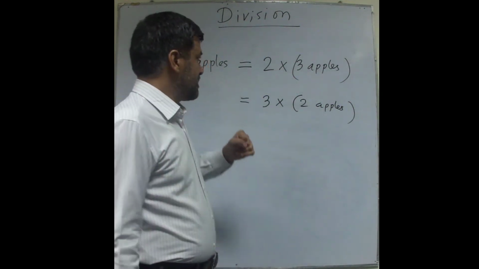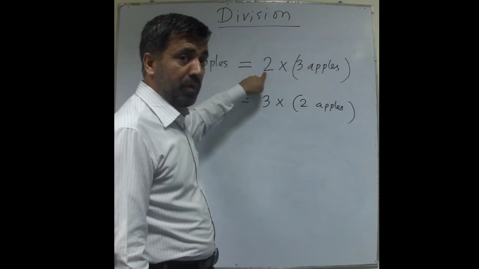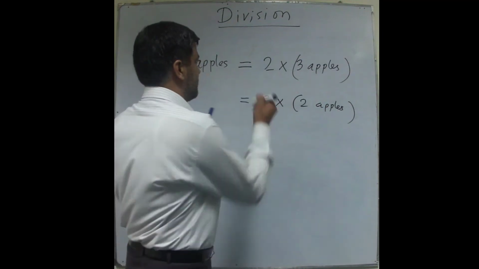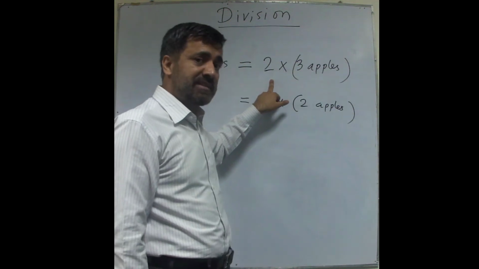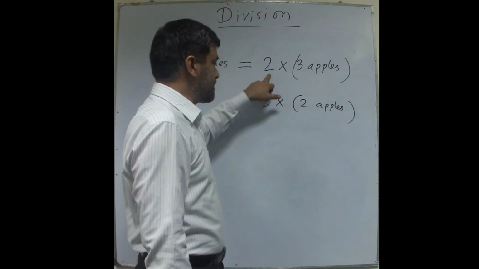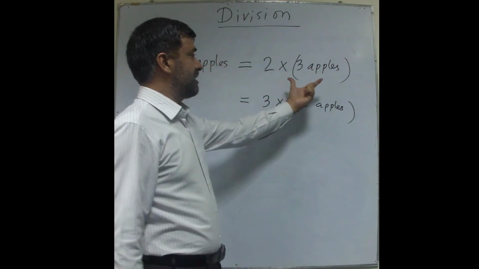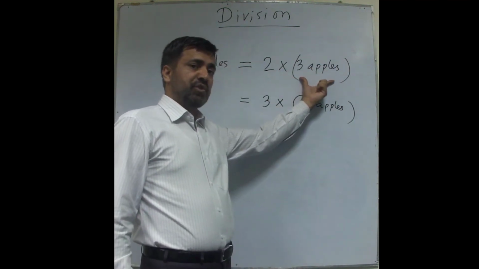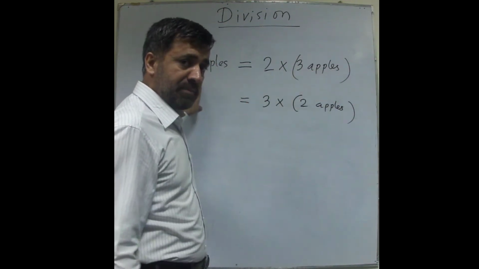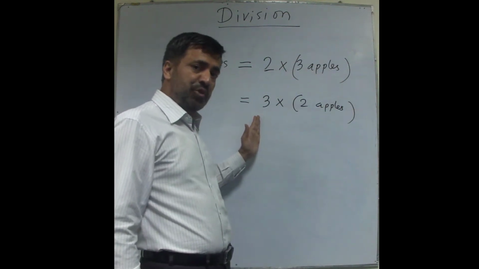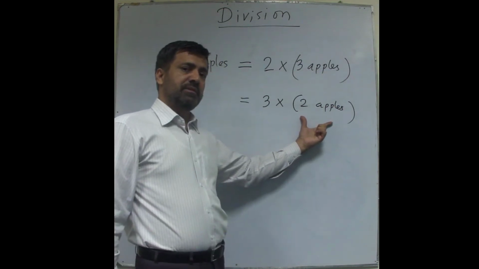Here, if I pretend that I know the number of groups, let's say I want to have 2 groups of equal size, let me just write it, 2 groups of equal sizes, you can say, okay, each group will have 3 apples. Here I can say, I start with 6 apples. I want to have 3 groups of equal sizes, and each group will have 2 apples.